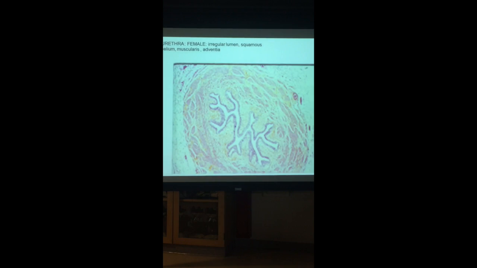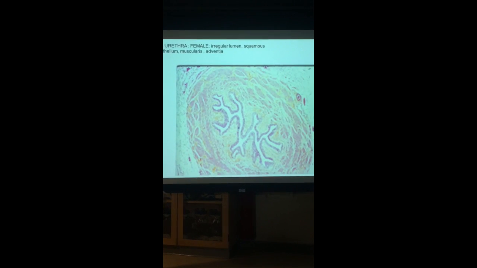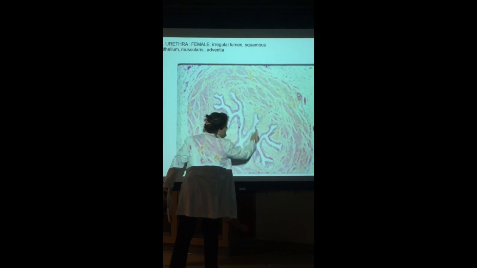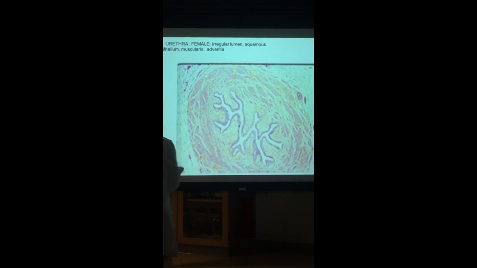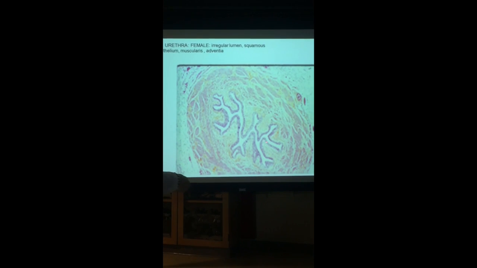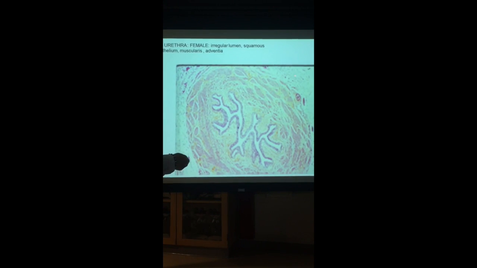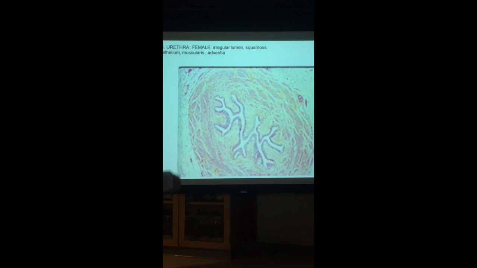Okay? And then for the female, I don't know if you can see it here, but maybe you can remember, oh look, a W for a woman. Maybe you can remember that so you get it right on the test. Okay? So the lumen is much more irregular. You have squamous epithelium here. This is the muscularis. And then out here would be the adventitia.